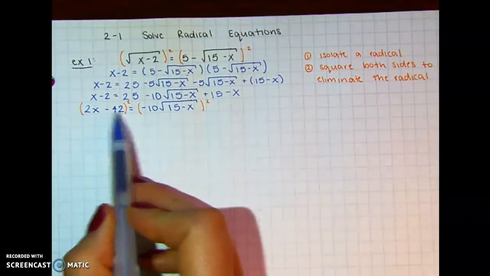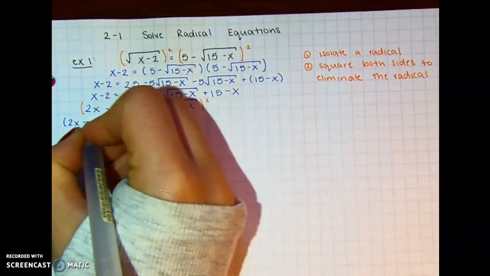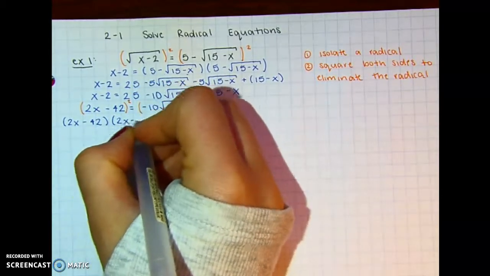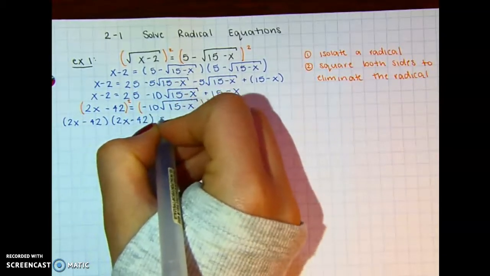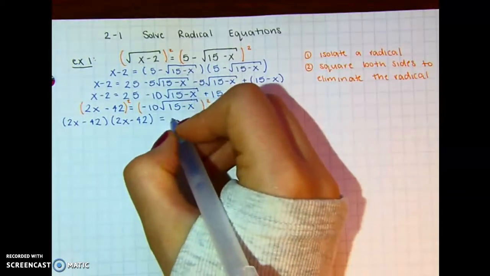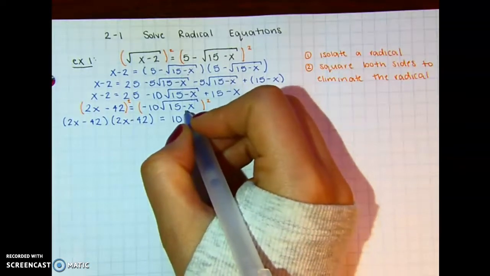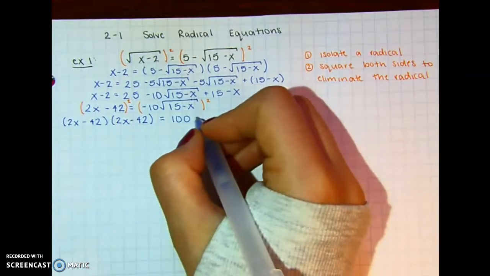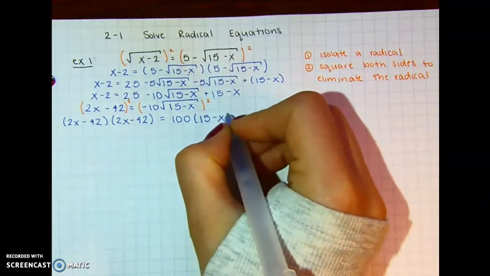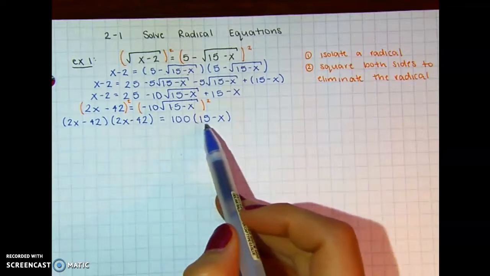And now this side, because it's two terms, you have to FOIL. So this is 2x minus 42 times 2x minus 42 equals negative 10 squared, right? Because negative 10 times negative 10 is positive 100. And then the square root of 15 minus x times the square root of 15 minus x would end up being just 15 minus x. Now be careful, this negative 10 is being multiplied, so it's still being multiplied.